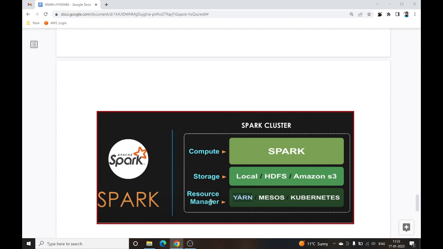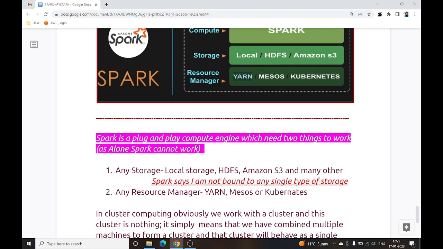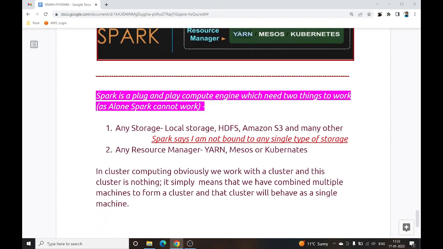In resource managers also we have multiple options. We can use Yarn, Mesos, or Kubernetes. But in the case of Hadoop and MapReduce, we had only one option, Yarn, because that was built in. That is why we say Spark is a plug-and-play compute engine which needs two things to work: any storage and any resource manager.